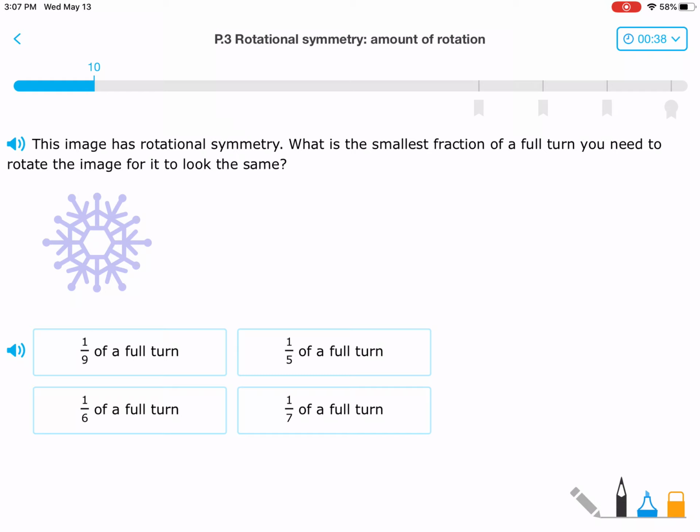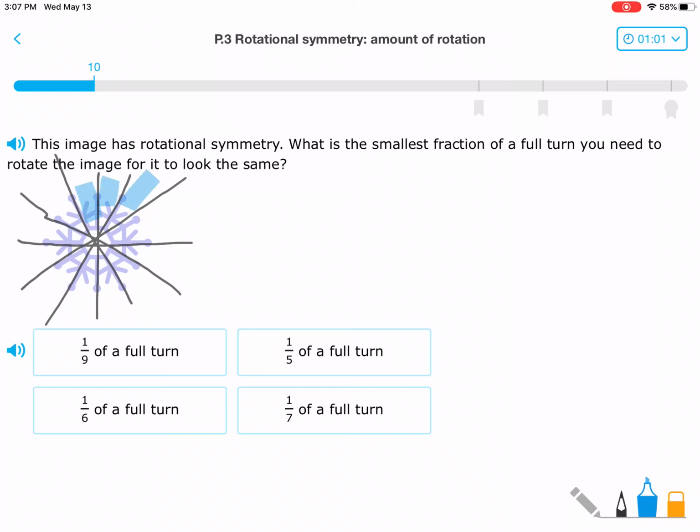So the smallest one is the key here. I'm going to draw some lines of symmetry. Okay. See what I'm doing? Okay. So how many spaces is that? It's 1, 2, 3, 4, 5, 6, 7, 8, 9, 10, 11, 12. So the smallest turn could be a 12th. Okay, so that's not an option. So could it be a 9th?